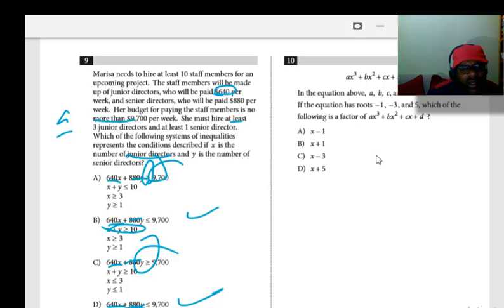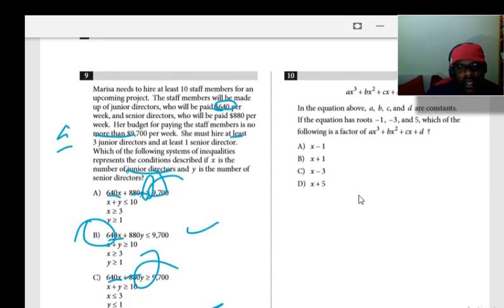Her budget paying no more than means it should be less than or equal to. At least means it's greater than or equal to. So the only choice that satisfies this condition is B, because B is greater than or equal to. Let's move on, number 10.